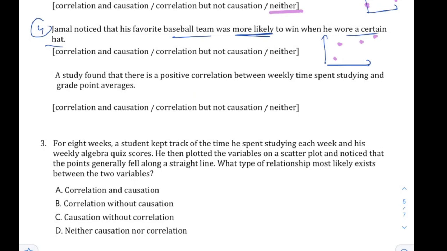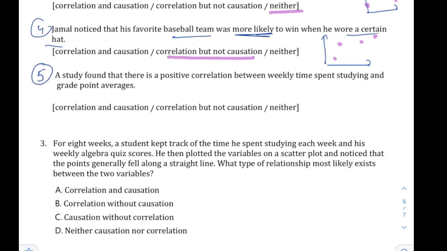So that means, yes, it can be correlation. Here, where is that? Certain hat. So we said yes, correlation, but not causation. Yes, because he said that there is more likely. So here I got lost. Correlation, but not causation.